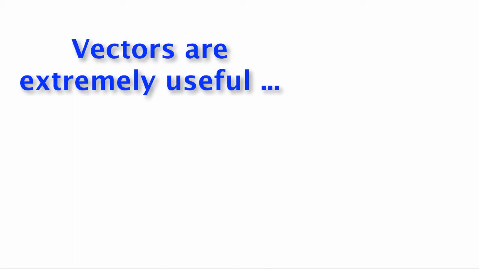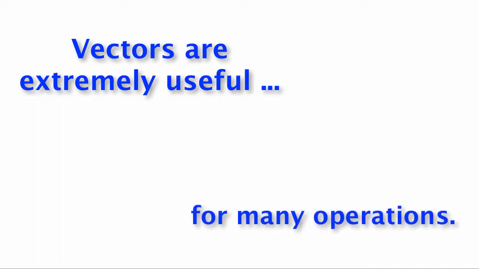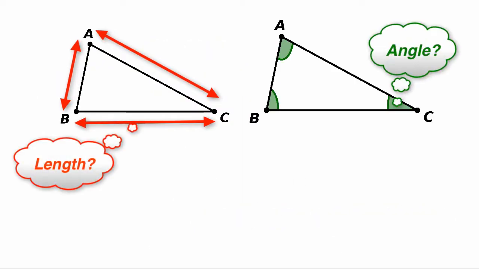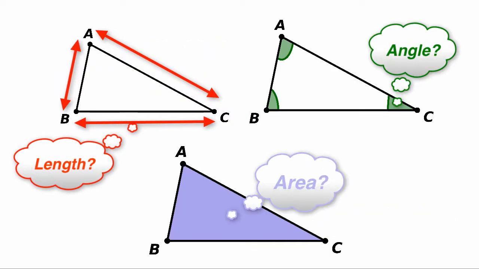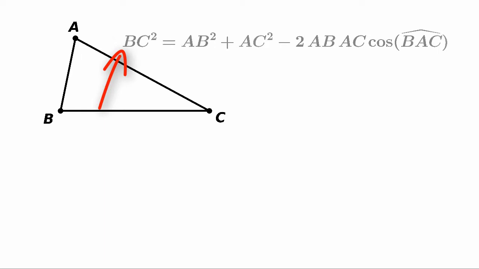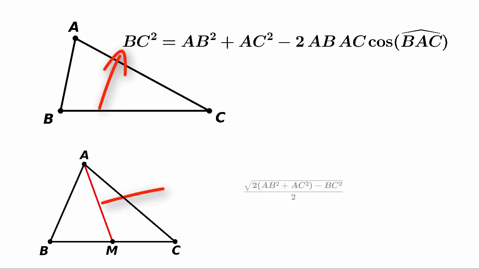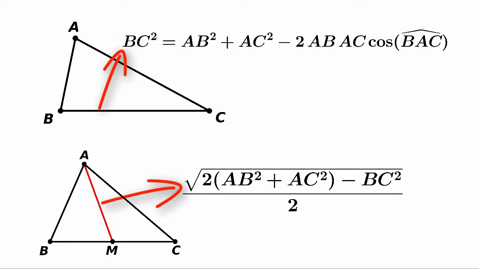Vector is probably the most important and powerful geometry concept in the physical sciences and various engineering disciplines. You can use vectors and diverse operations to find the lengths, the angles, and the area of an arbitrary triangle in space. You can also derive some interesting formula such as the generalized Pythagorean theorem or the one for computing the length of the midline in terms of the size of the triangle.